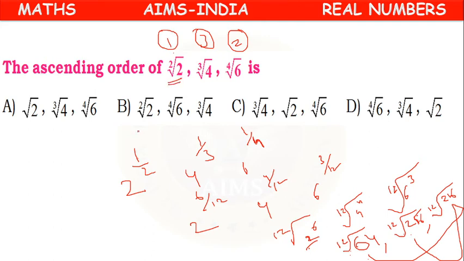So 2 root 2 is the first one, 4 root 6 is the second one, cube root 4 is the third one. So B option is the right answer. Next.